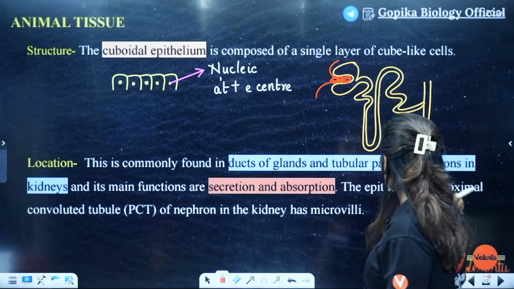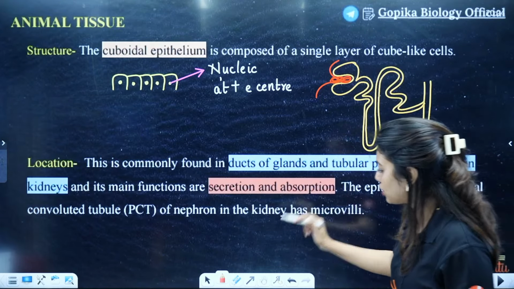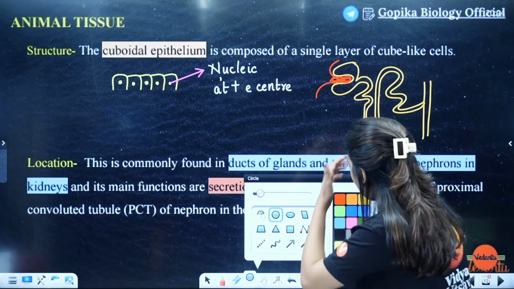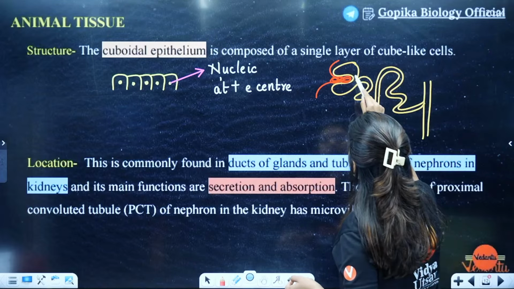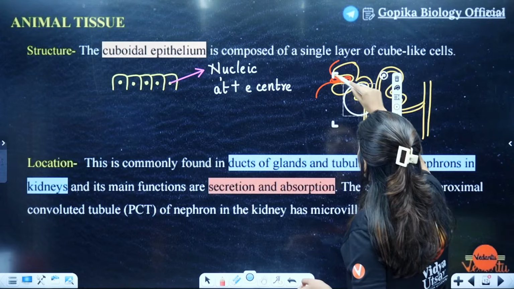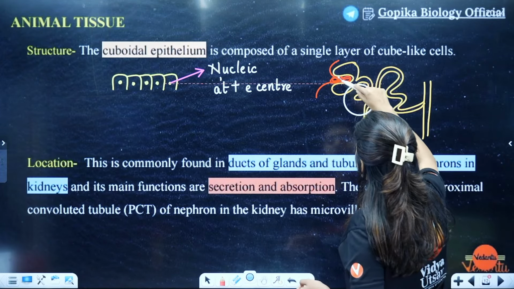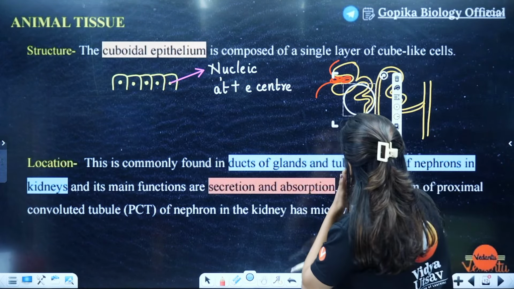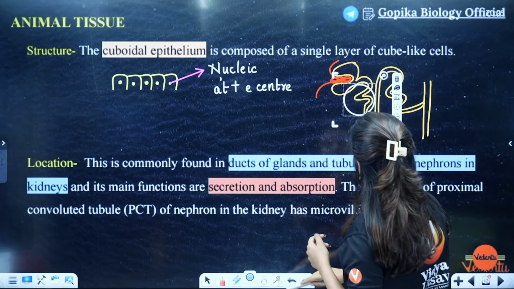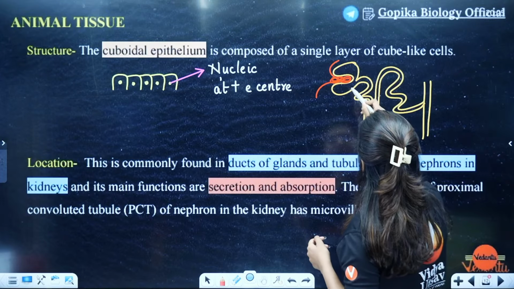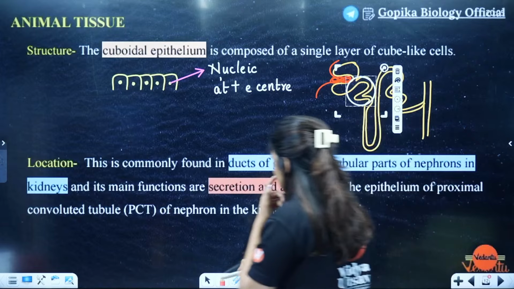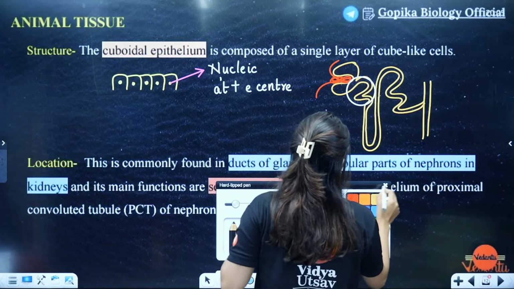So here, students, the epithelium of proximal convoluted tubules of nephrons of the kidney will have microvilli. So this is your PCT, yes or no? I am taking a small portion of your PCT, which is going to do 70 to 80% of your reabsorption.